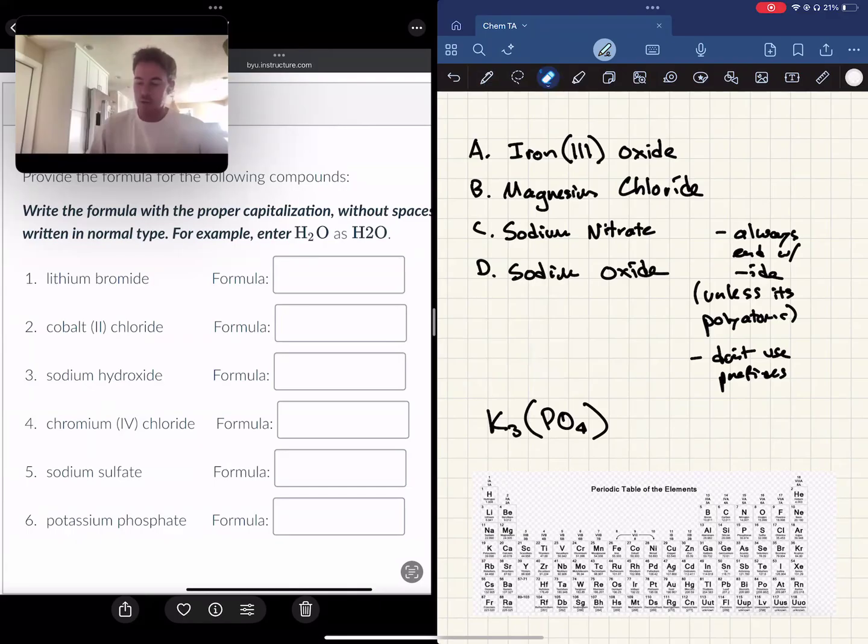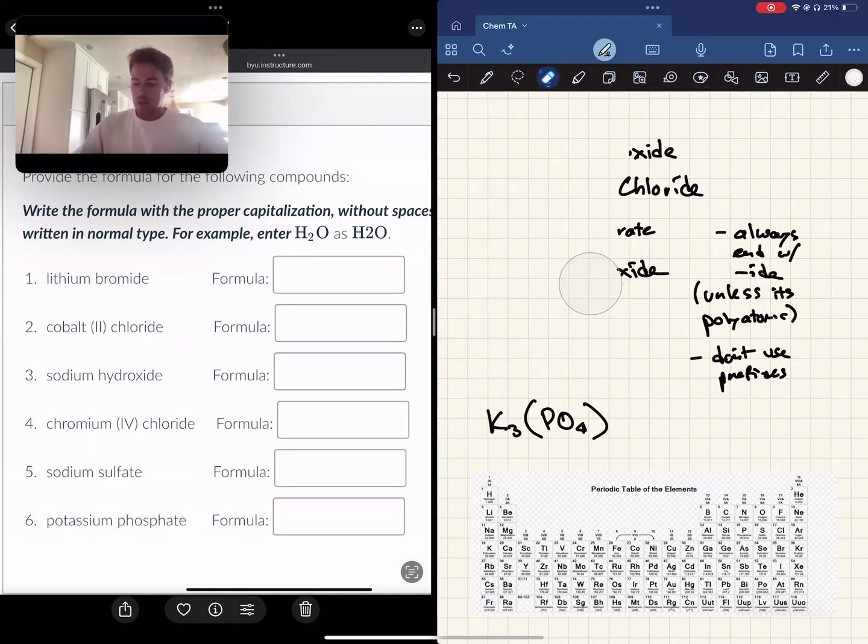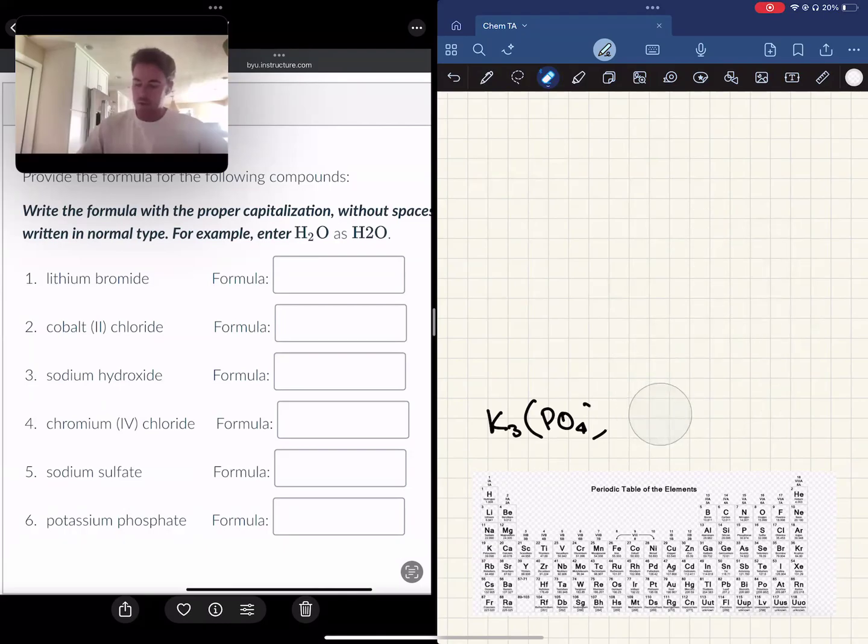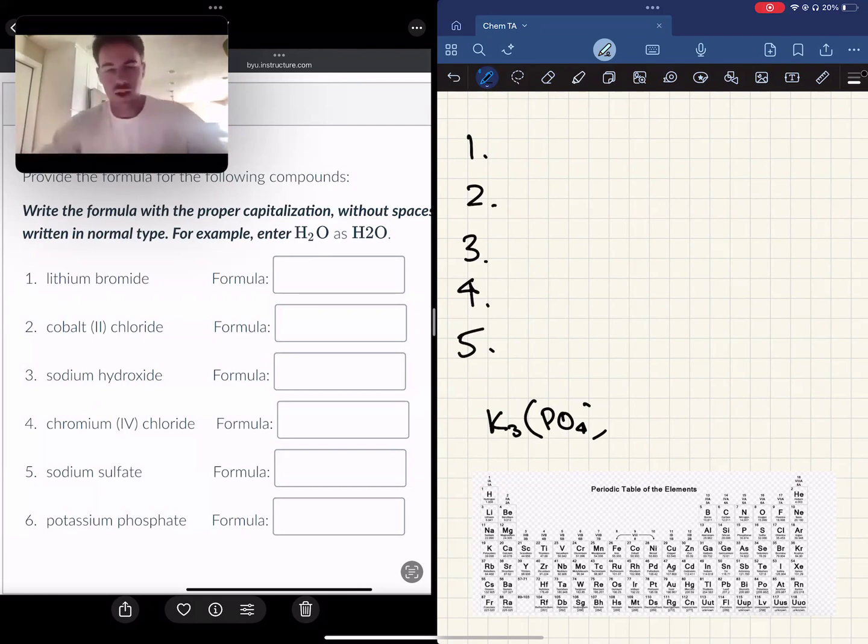Cool. Why don't you just draw out the rest of these quick, 1 through 5? Practice drawing those out. Okay. So lithium bromide, cobalt chloride, sodium hydroxide. I'll give you like 30 seconds and then I'll get to some covalent ones we can go over.